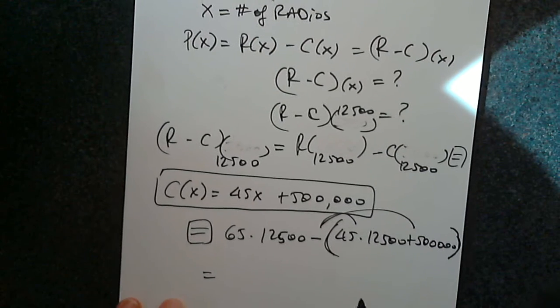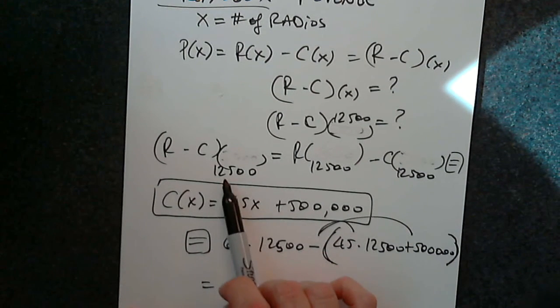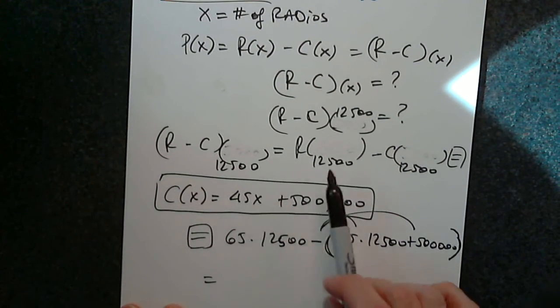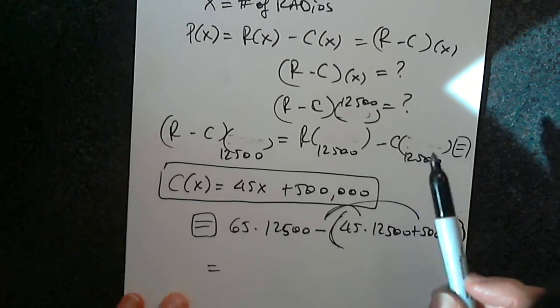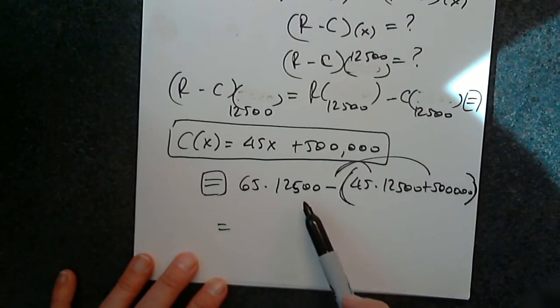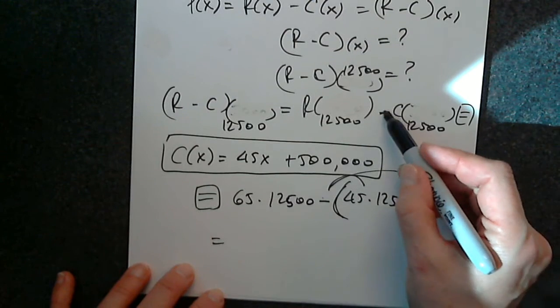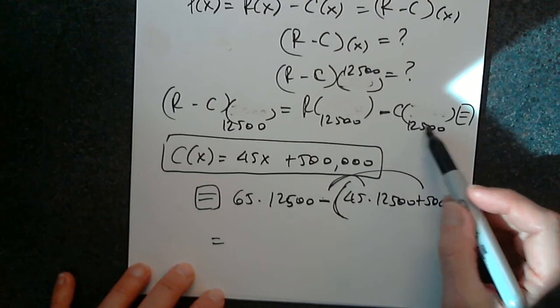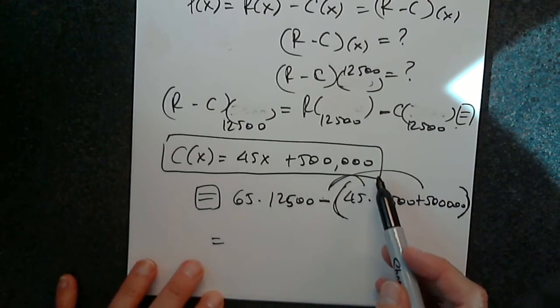Okay, so R minus C of 12,500 is the revenue minus the cost. I get it. Okay, so I copied the revenue, and I wrote minus the total cost function, which is this.